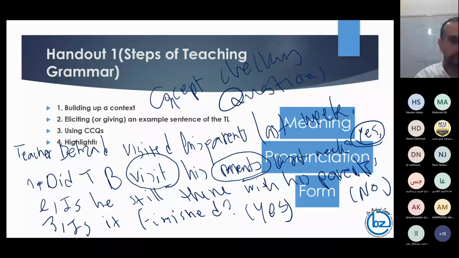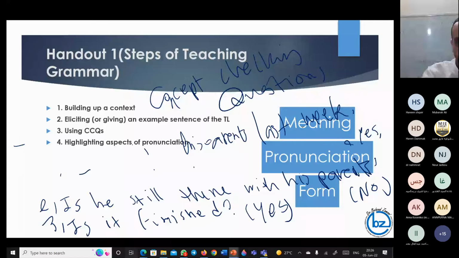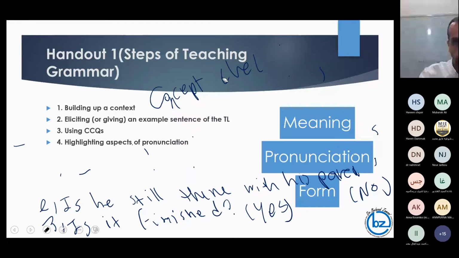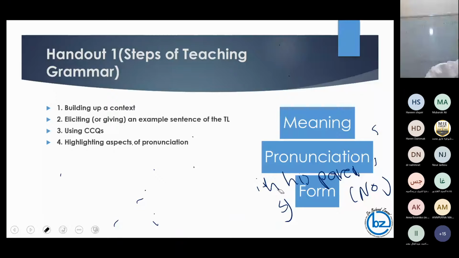Okay? And in this part, I want to go through... I'm sorry. Okay. My eraser. Yeah, it's working.